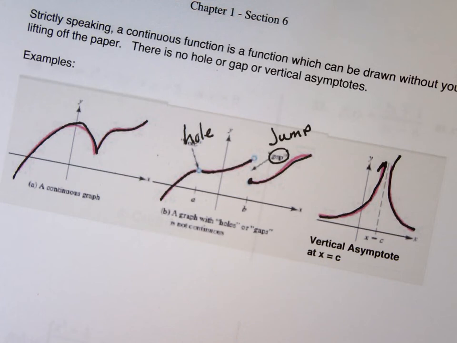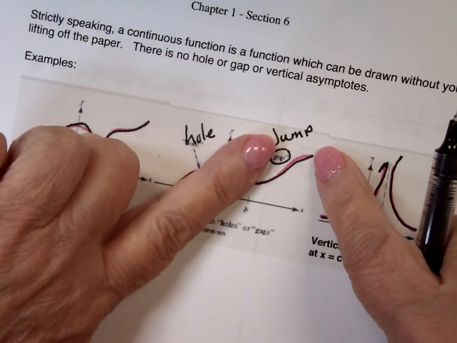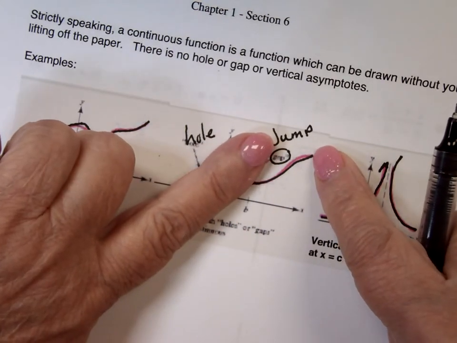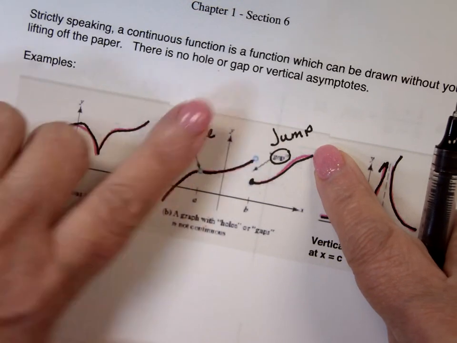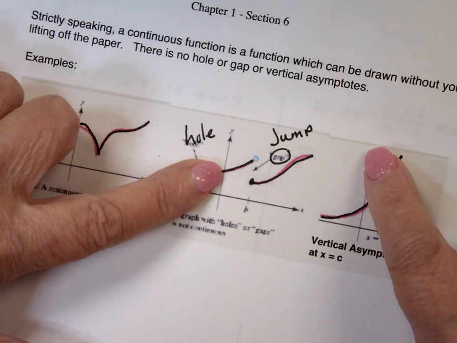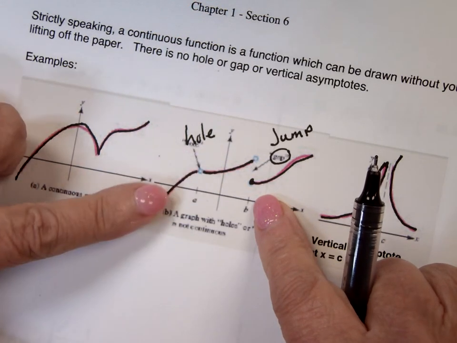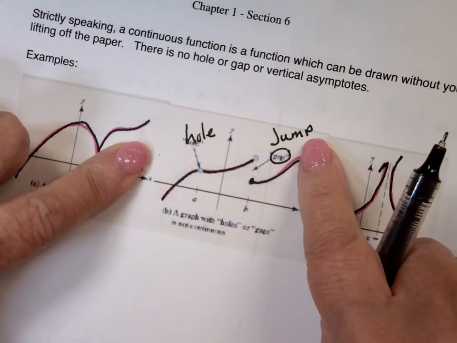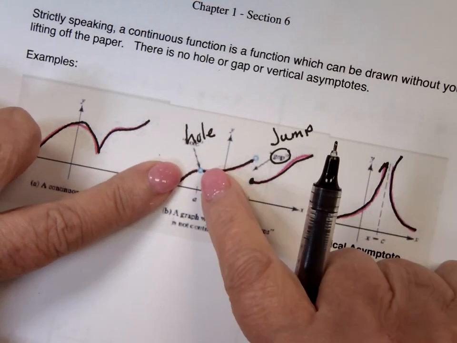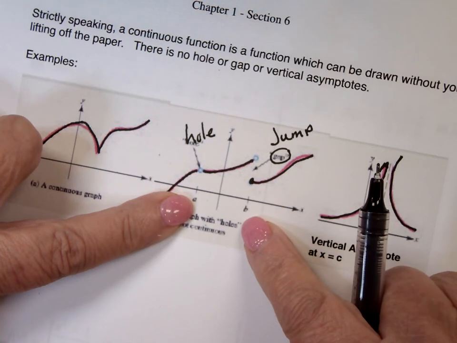Continuity is only at a specific point. Because if I were to take a look at this piece of the graph here, I can draw this piece of the graph without lifting up my pen. He's continuous. The minute I include x equal b, I have a jump. He's continuous except at x equal b. If I include this piece of the graph, this whole thing has two discontinuities, a hole at x equal a and a jump at x equal b.